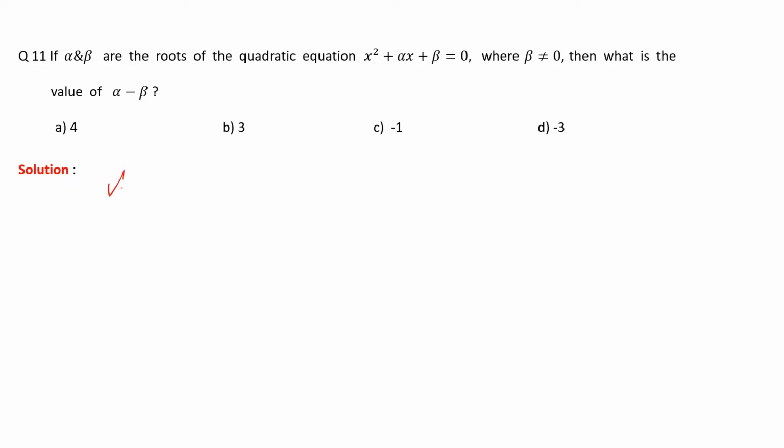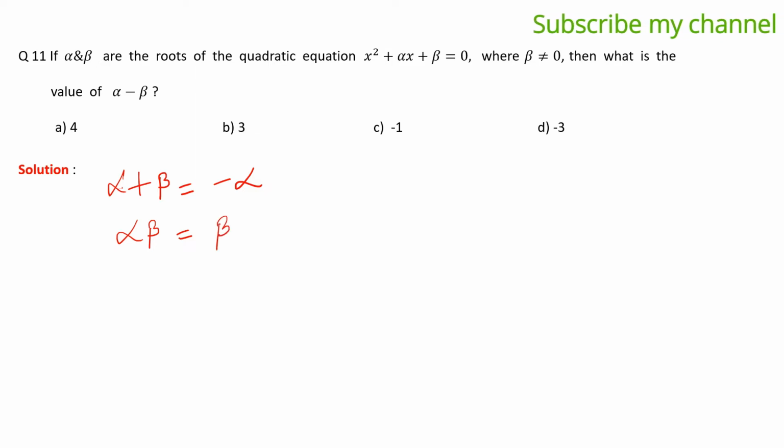So now I can write alpha plus beta equal to minus alpha, because alpha plus beta represents the sum, and if we use the formula of sum, it becomes minus alpha. Similarly, the product of the roots will be alpha beta equal to c upon a, where c represents the constant term and a represents the coefficient of x squared. So it comes out to be beta.